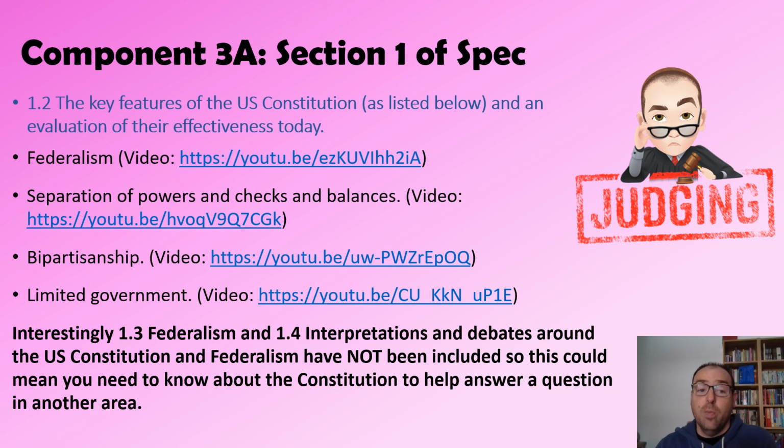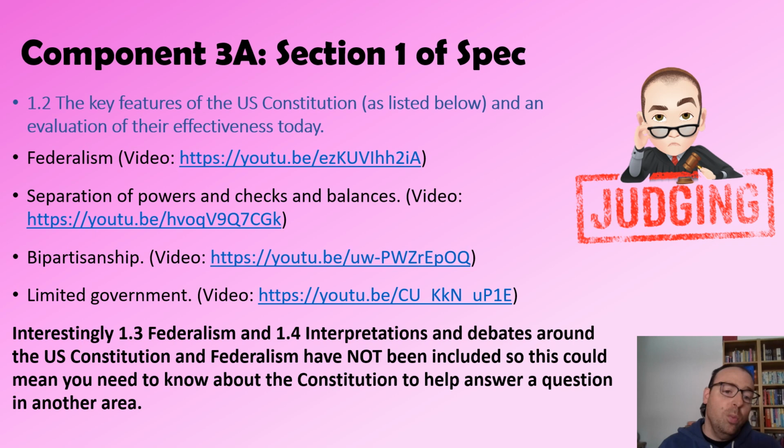So that means you might get a question on separation of powers or bipartisanship, which, if you're doing bipartisanship, might well link to some of the stuff in section 5 on parties. So that would give us multiple bits of the question in there. A bit on limited government might be useful if you're looking at the relationship between Congress and President, for example.